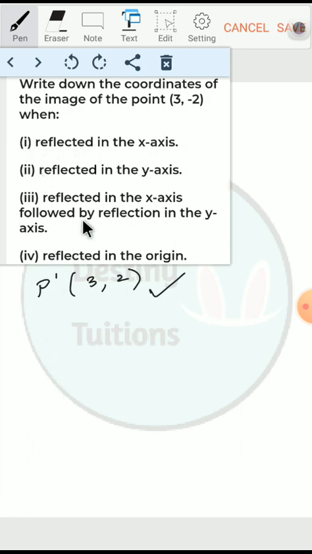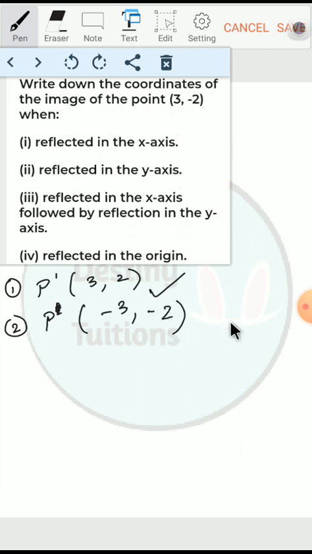And the second one, reflected in the y-axis. We know the rule for reflection of a point in the y-axis: we have to change the sign of the abscissa, that is the x-coordinate, and retain the ordinate, that is the y-coordinate. So this is the rule for reflection in the y-axis. First, change the sign of the x-coordinate. For the second one, P' is (-3, -2). So this is reflection in the y-axis.